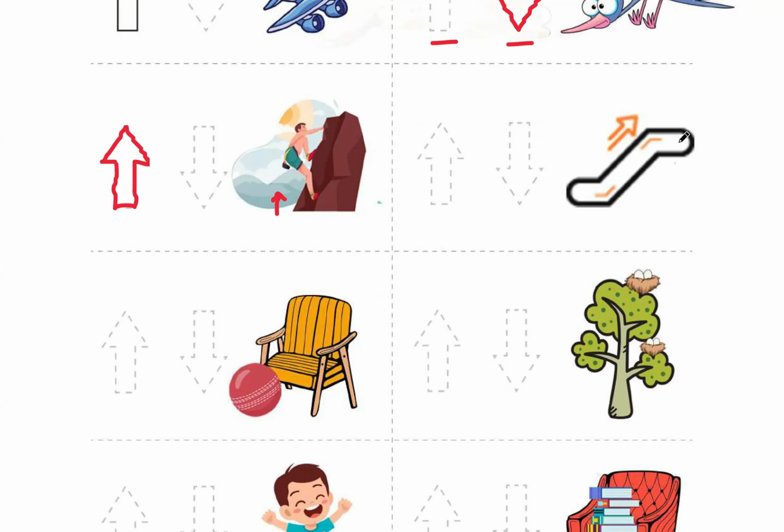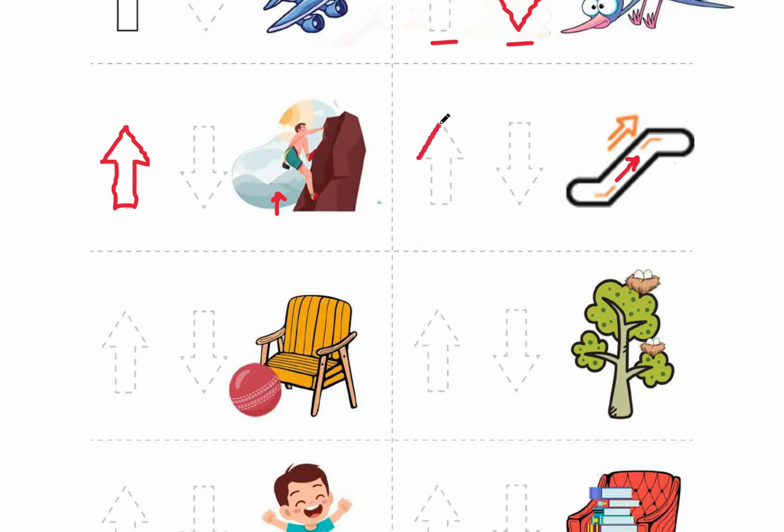Now let's move towards this one. Here this is some staircase type picture and here you can see very clearly that this arrowhead is in the upward position. That means that we are moving away from the ground. So whenever we are moving away from the ground, that means that we have to trace the arrow that is pointing in the upward position. So let's start tracing this arrowhead since it is pointing in the upward position.